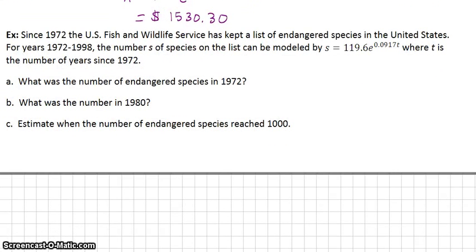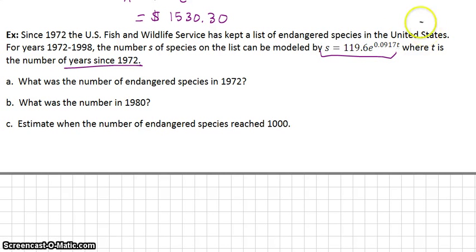So for this last example on our notes sheet today, it says, since 1972, the U.S. Fish and Wildlife Service has kept a list of endangered species in the United States. For years 1972 through 1998, the number S of species on the list can be modeled by this equation, where T is the number of years since 1972. That's important. All right.